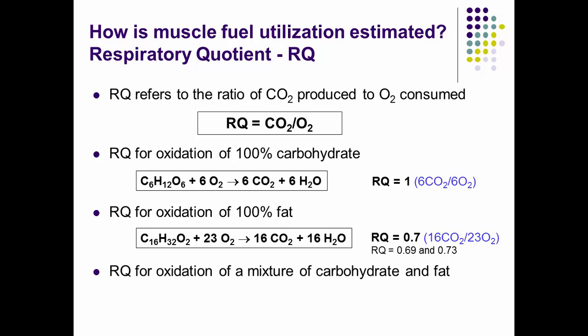So what about RQ for oxidation of a mixture of carbohydrate and fatty acid? What do you expect the RQ will be? Between, yes, between 0.7 and 1. It depends: if more carbohydrate is used for energy and less fat, the RQ will be closer to 1. And if more fat is used and less carbohydrate, then RQ will be closer to 0.7. So for a mixture of carbohydrate and fat, RQ will be between 0.7 and 1.